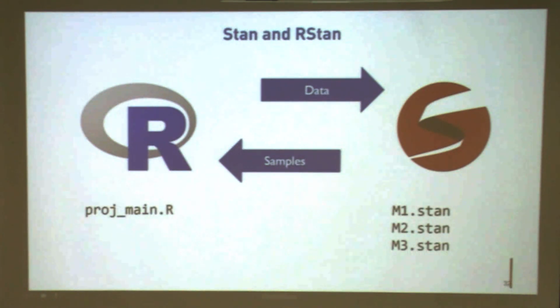Right, so you could imagine we have a main file that does all of the data preparation, and on the Stan side, we have multiple models. We have the yellow model, green model, gray model, whatever model, different models. And we also need to do model comparison to find out which one is better, which one is not.